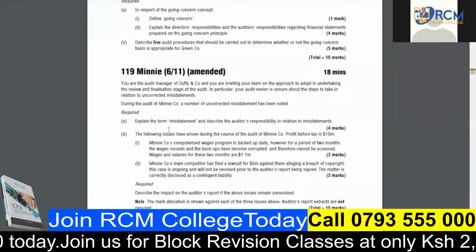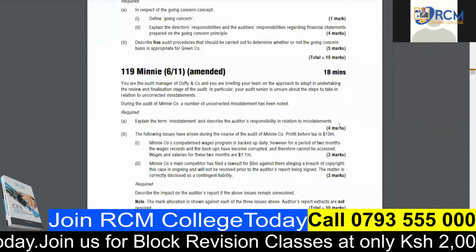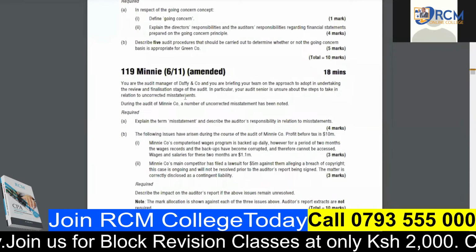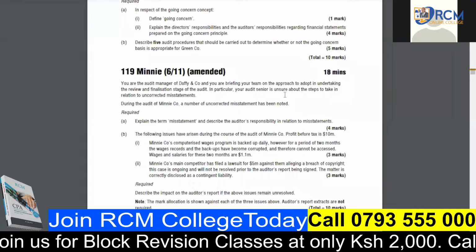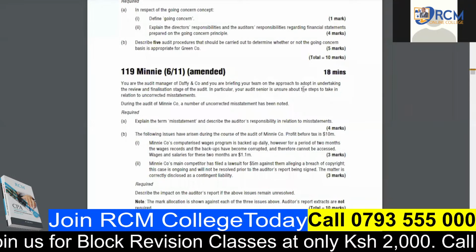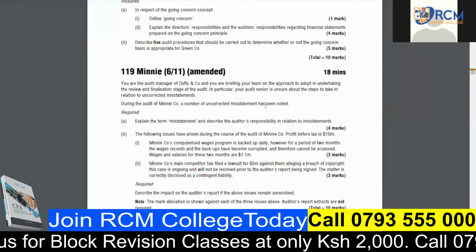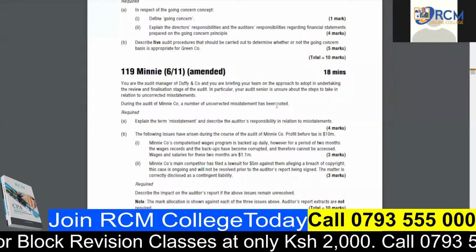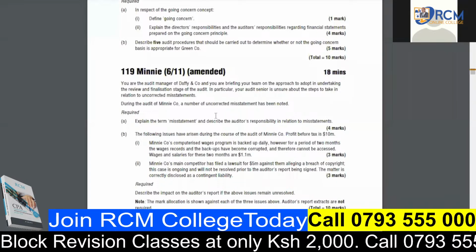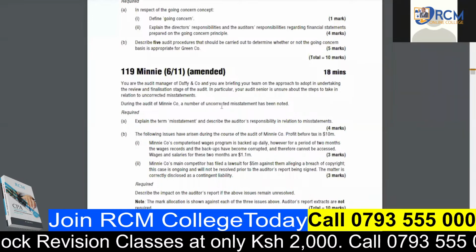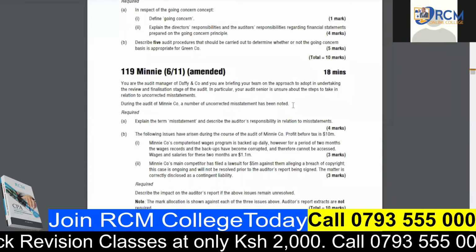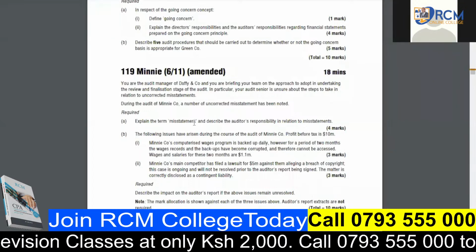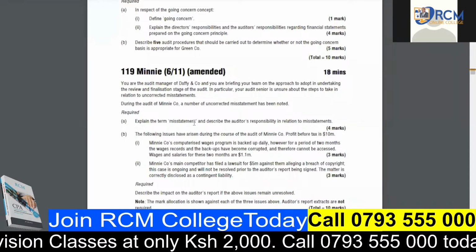Explain the term misstatement and describe the auditor's responsibility in relation to misstatements. You are the audit manager of the company, and you are briefing your team on the approach to adopt in undertaking the review and finalization stage of the audit. In particular, your audit senior is unsure about the steps to take in relation to uncorrected misstatements. During the audit, a number of uncorrected misstatements have been noted.